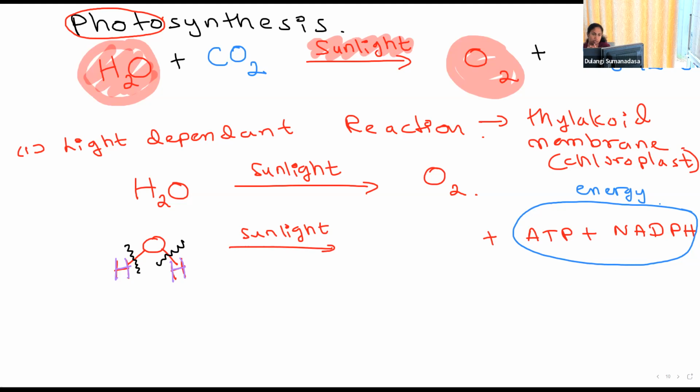Right, so the most important thing for the water split is to get the energy out. This is the main product of the light dependent reaction, but the remaining oxygen is going to combine with another oxygen atom and become O2. But oxygen is just a byproduct, it's not the main product.